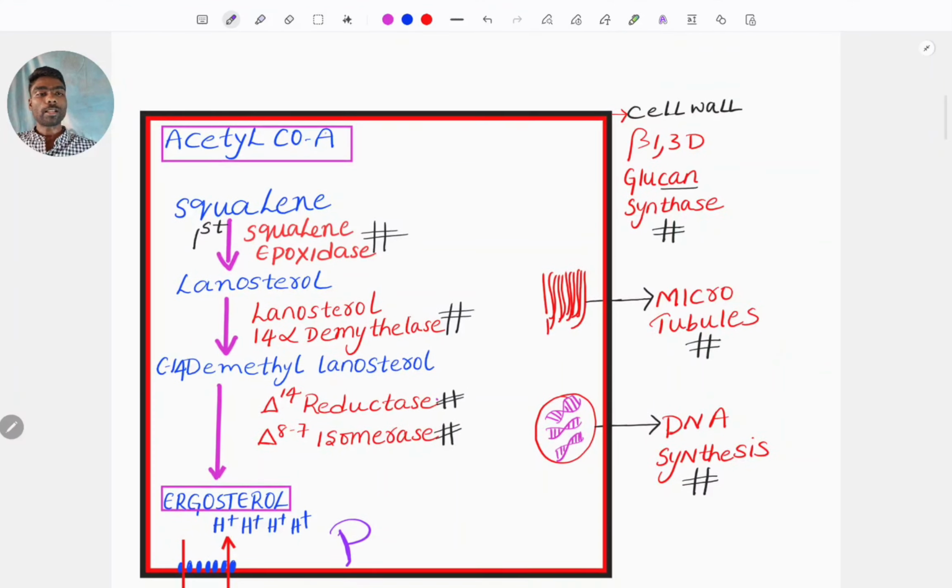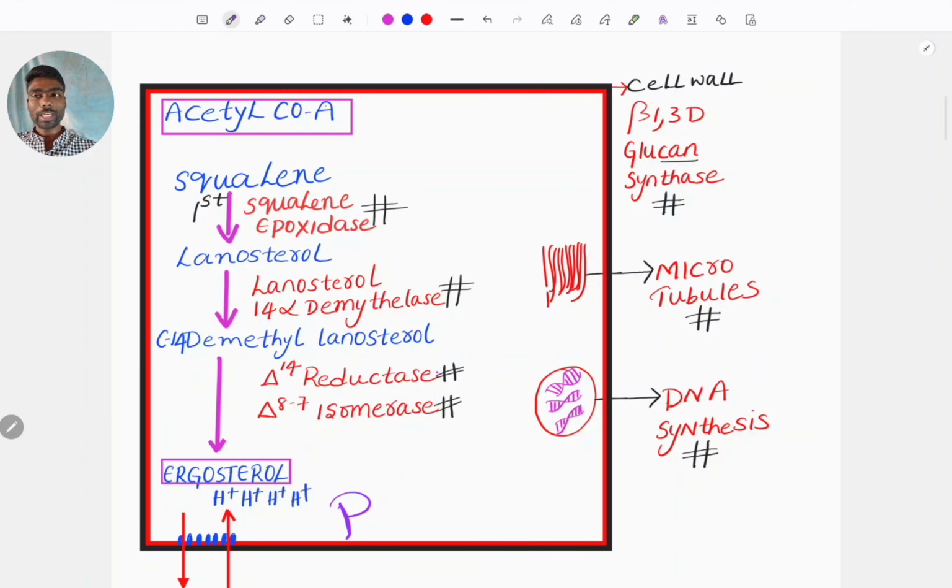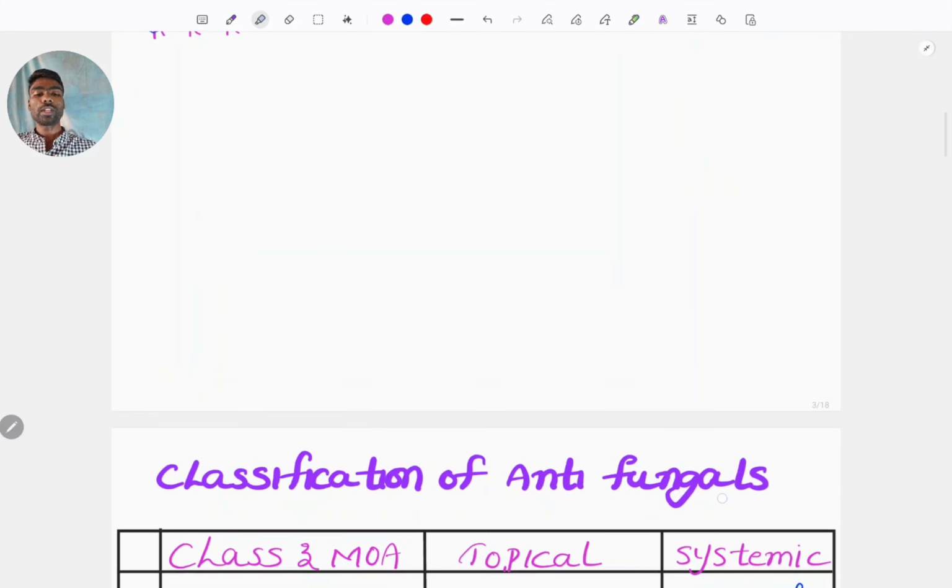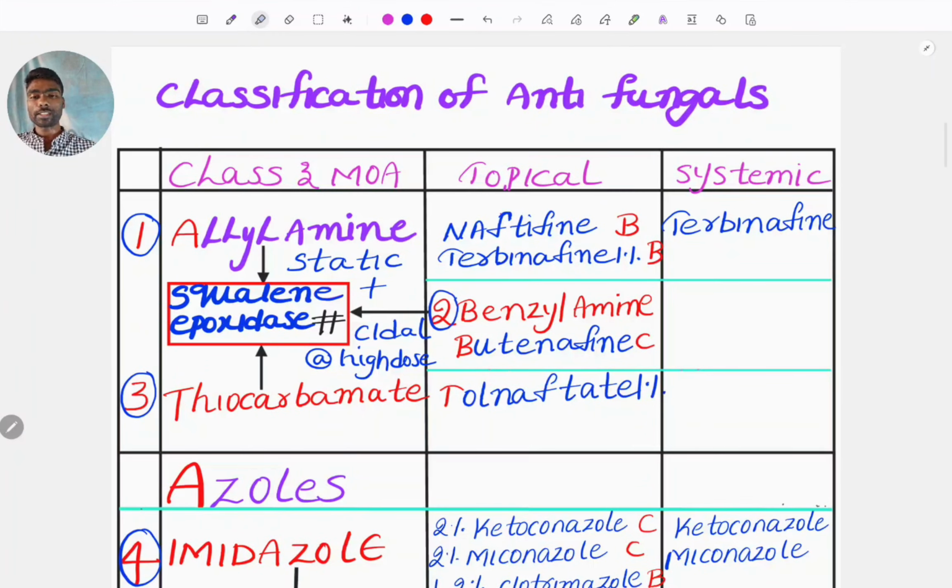Next, cell wall. Cell wall is made up of glucans, chitins, etc. Now, to synthesize glucan, the enzyme required is glucan synthase, beta 1,3 glucan synthase. In this glucan, remember the word can. Next, some antifungals act on microtubules, some on DNA synthesis. Here in this slide, whatever I wrote in orange color, these are all acted on by antifungals. What are those? We will see now in classification of antifungals.